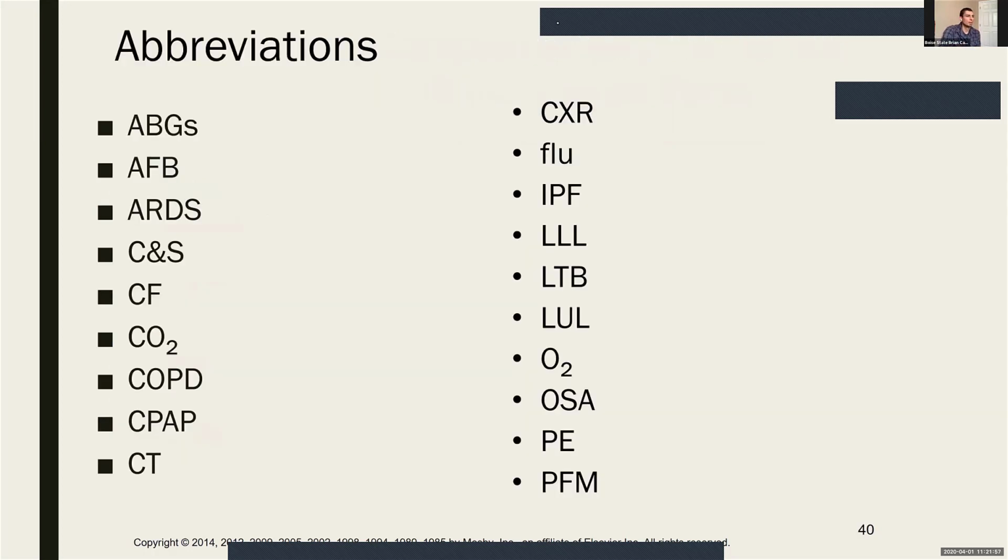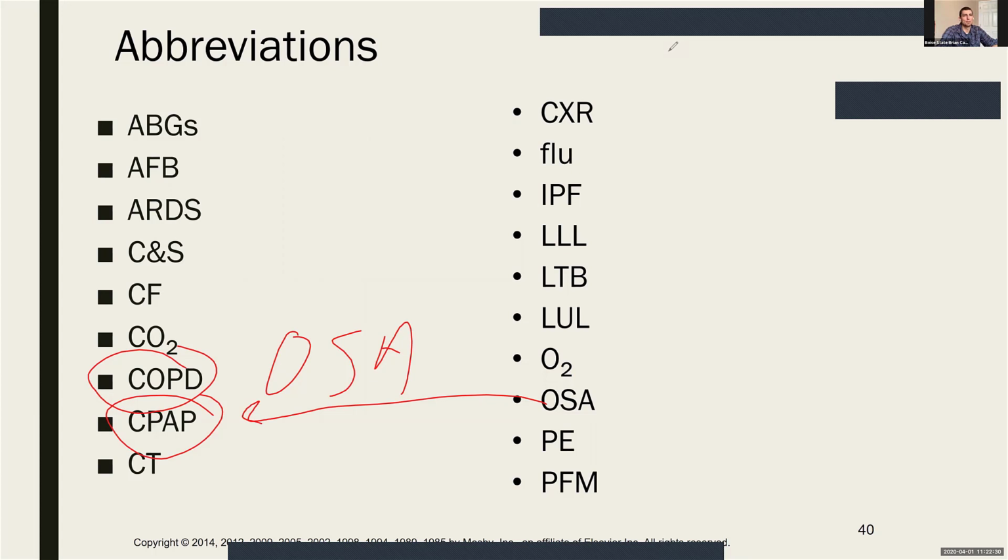Okay, some abbreviations, and we're just about through. These are common, so ABG, arterial blood gas, AFB, acid-fast bacilli, ARDS, acute respiratory distress syndrome, CO2 for carbon dioxide, COPD, chronic obstructive pulmonary disease. That's a huge one that you see a lot. CPAP, okay, lots of obstructive sleep apnea users. So OSA, right? They use CPAP. So the OSAs use CPAP. And sometimes we talk like that too.